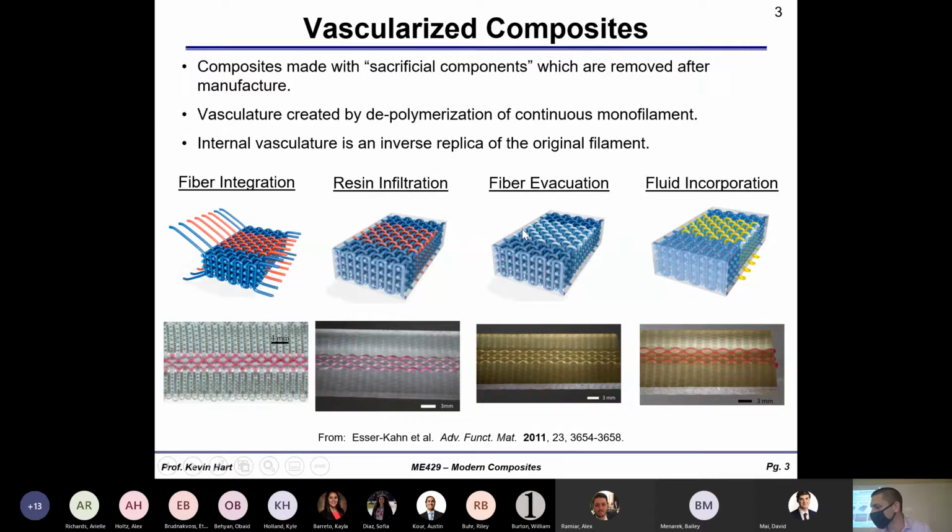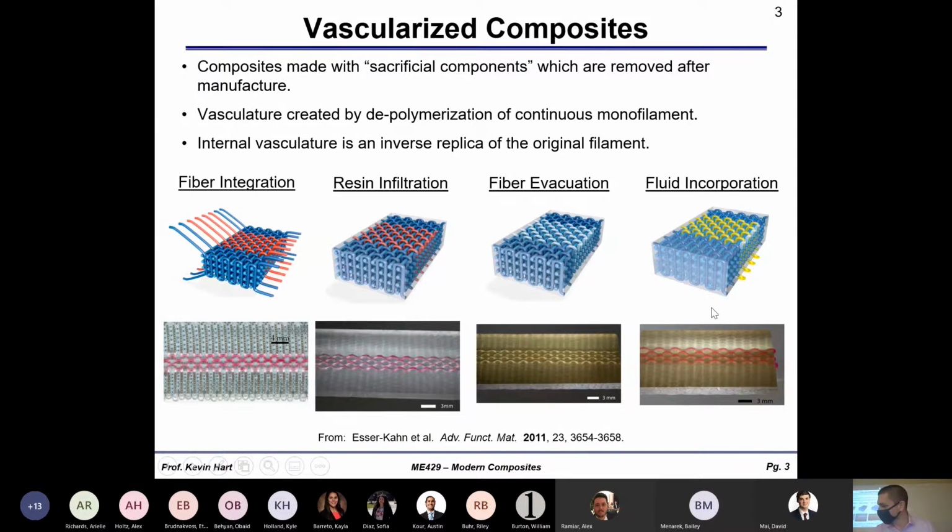And what you're left with is an internal network of hollow channels that you can fill with whatever, okay? Fill it with ferrofluid to make it magnetic. You can fill it with a coolant to keep it cool. You could fill it with an electrically conductive material, liquid metal for instance, to make the material electrically conductive, and so on and so forth. Okay, a lot of cool stuff.